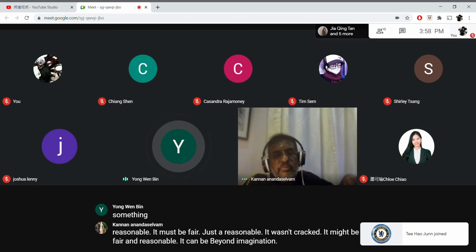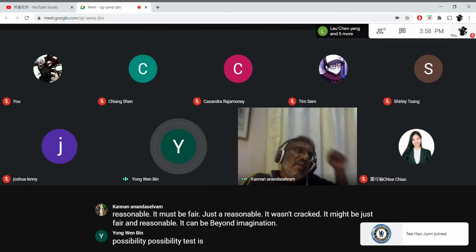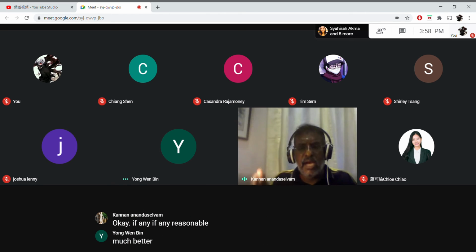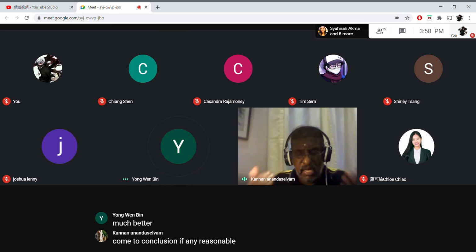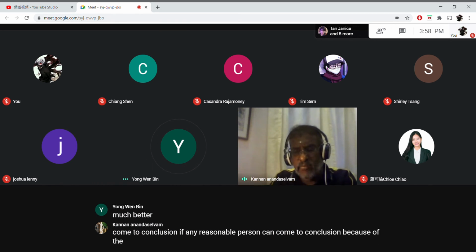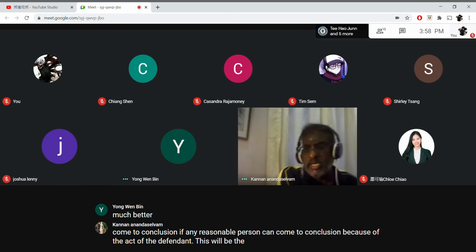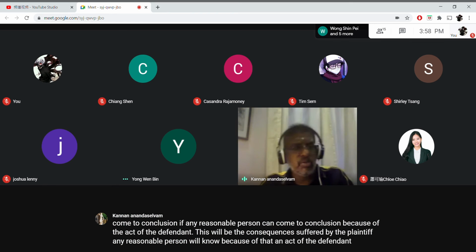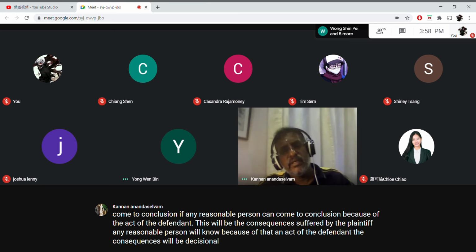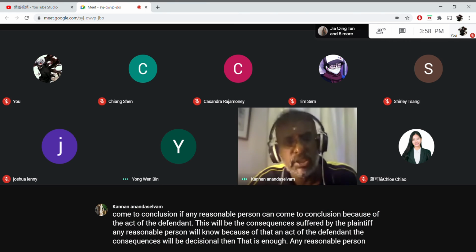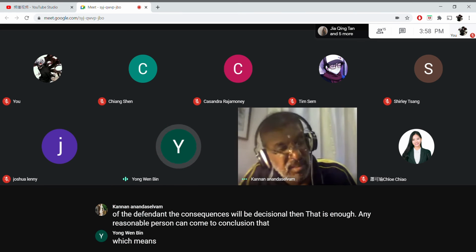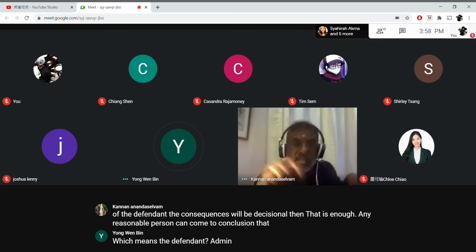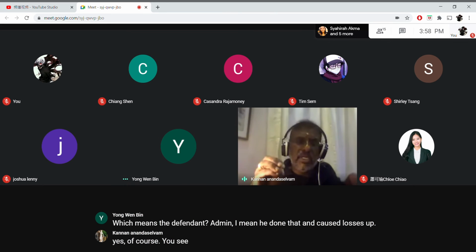So for the possibility test, if any reasonable person can come to a conclusion that because of the act of the defendant, these will be the consequences suffered by the plaintiff, any reasonable person will know because of an act of the defendant, the consequences will be this, then that is enough. So which means the defendant admittedly did that and caused losses. Yes, of course. You see, any reasonable person will come to a conclusion.